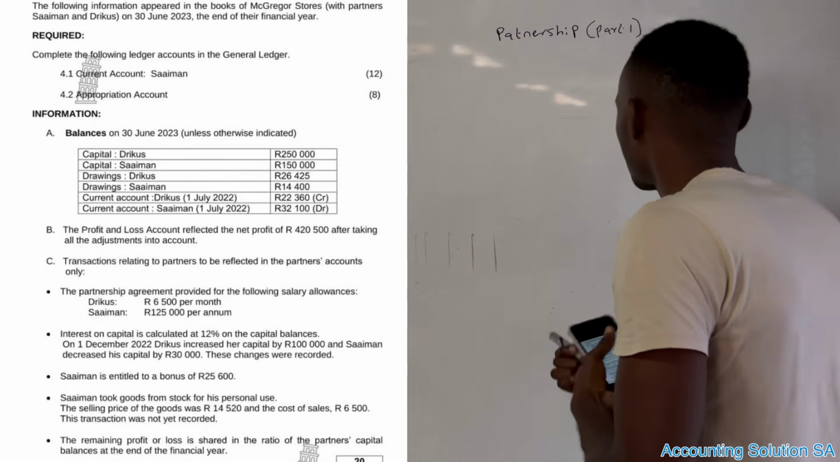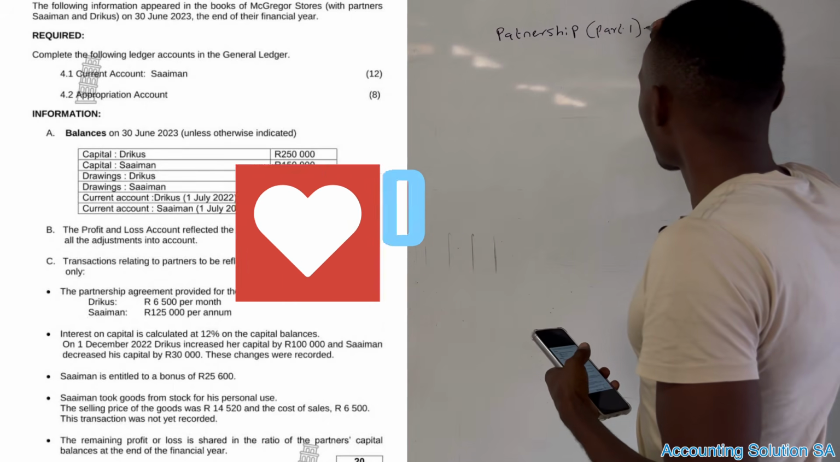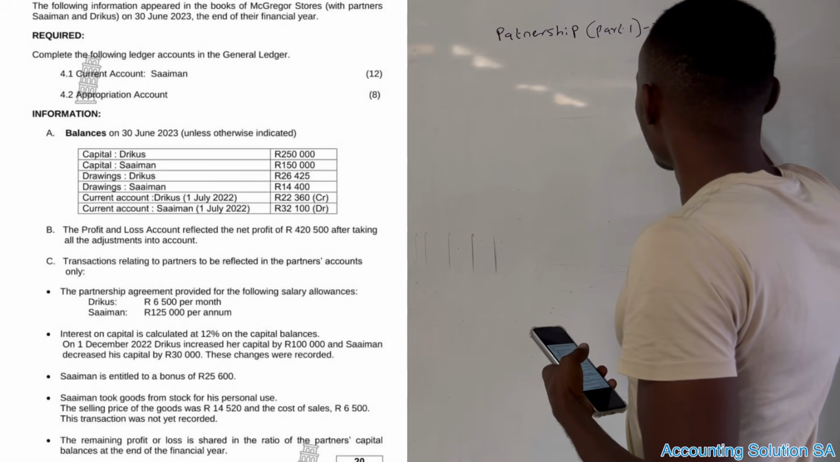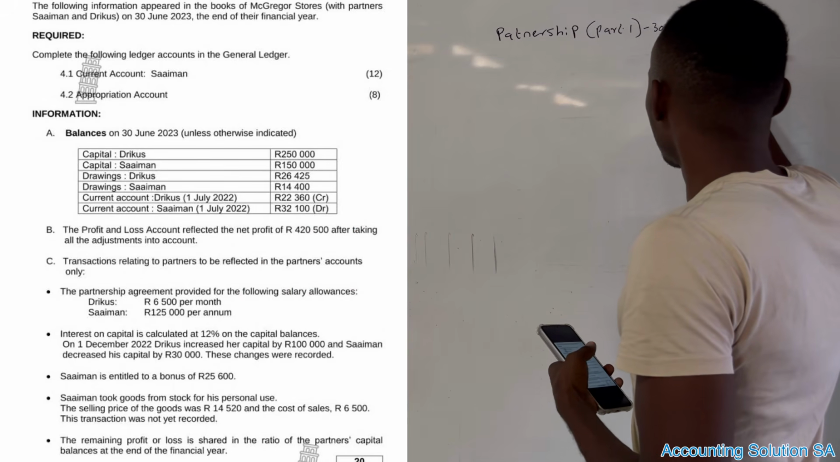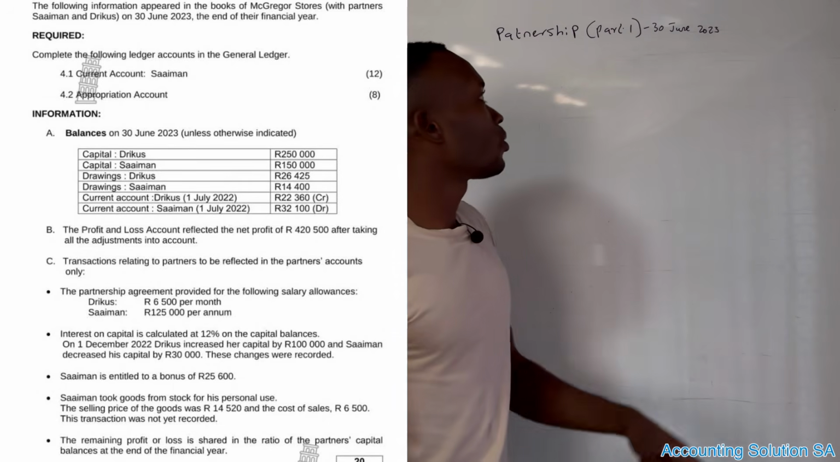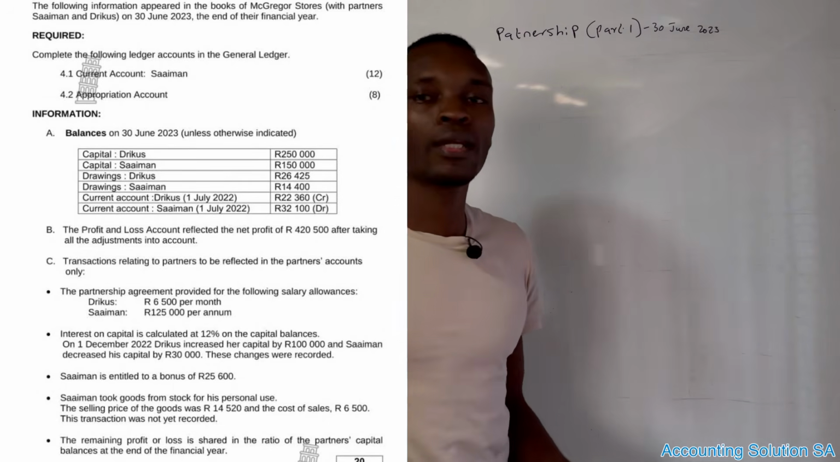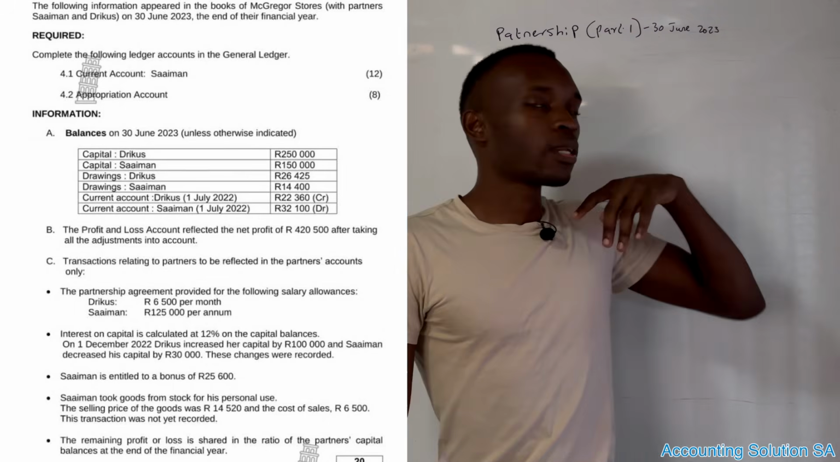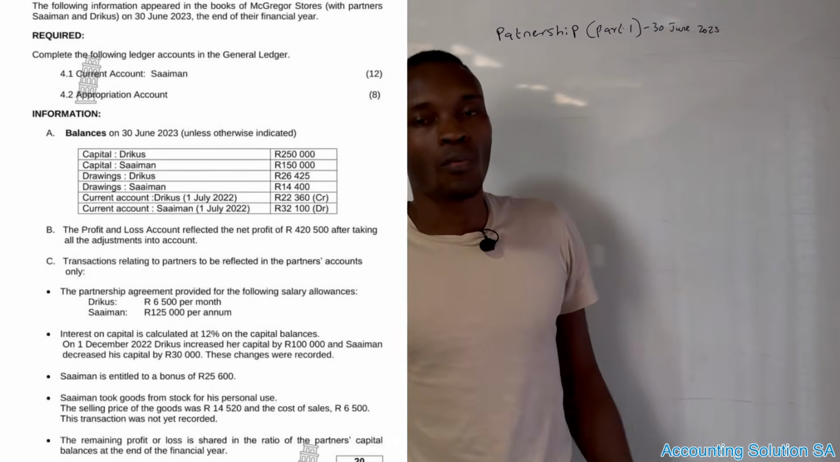I think we have to write this down. Our financial year is ending 30 June 2023. This simply means that our year, if it's ending in June, on the following day, in July, is another year, which means that this one that is ending 2023 started on 1 July 2022.